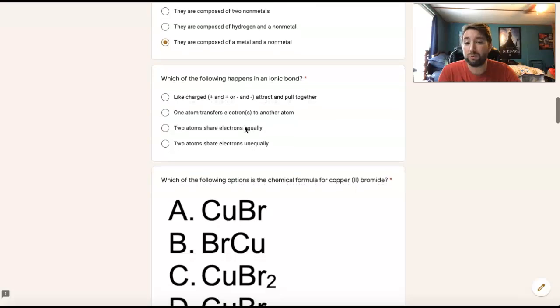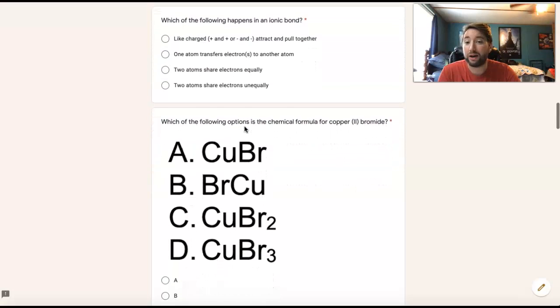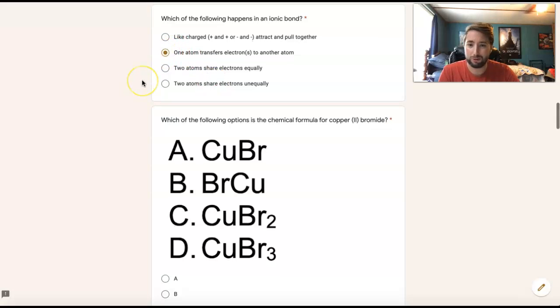Alright, next one, it says, which of the following happens in an ionic bond? It says like charges, plus and plus, or minus and minus, attract and pull together. We know that's not true, because if you've ever tried to put magnets together, plus and plus, or minus and minus, they repel each other. Next one says one atom transfers electrons to another atom. That sounds pretty good. Let's keep reading, though. Two atoms share electrons equally, two atoms share electrons unequally. This sharing is a covalent bond. So it's definitely going to be this one.